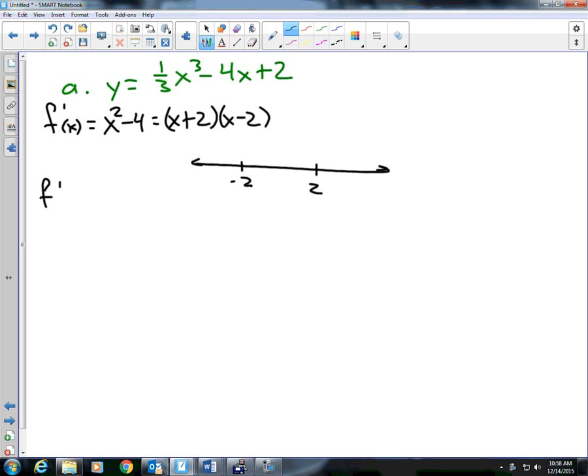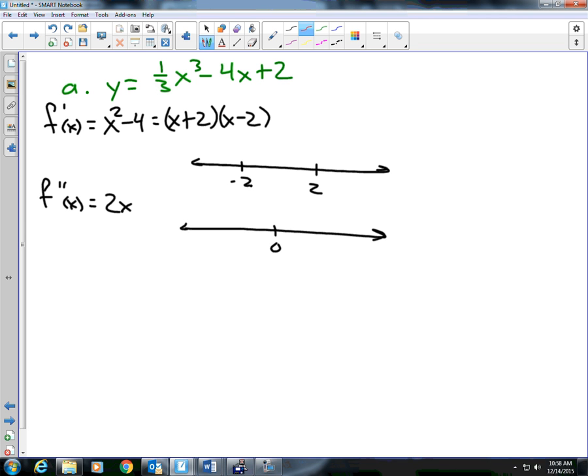And f double prime of x was equal to just 2x, correct? Did we do the second derivative piece on Friday? Okay, where's the second derivative equal to 0? Where is this derivative equal to 0? At 0. So now we have our testing points.